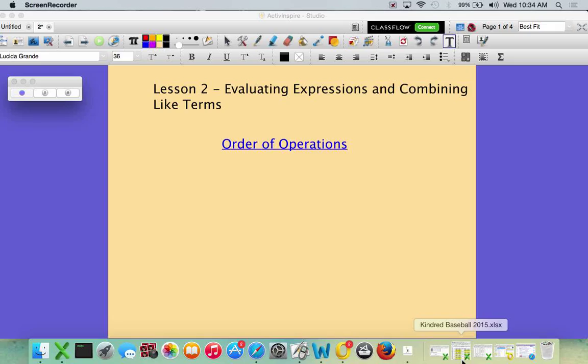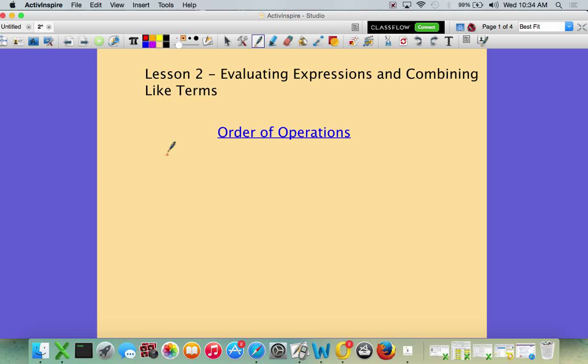Lesson 2. Today we are evaluating expressions and combining like terms. But before we do that, we need to go over the order of operations. One way to remember it is the word PEMDAS. P-E-M-D-A-S. P stands for parentheses.